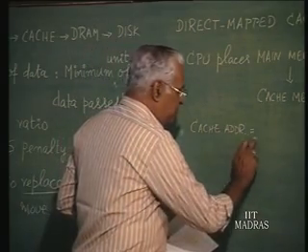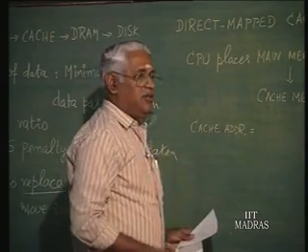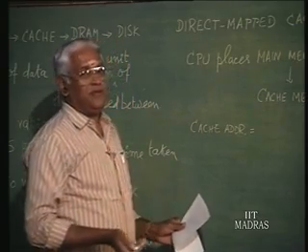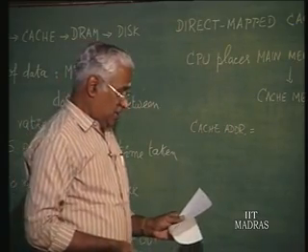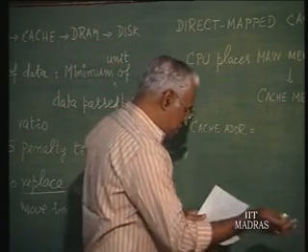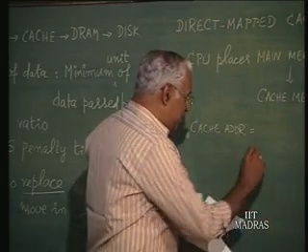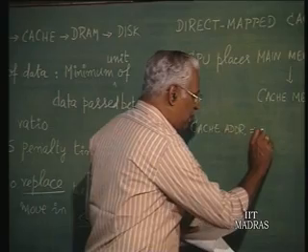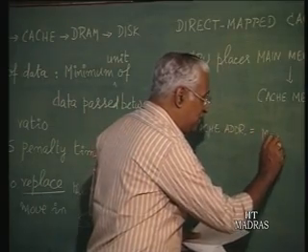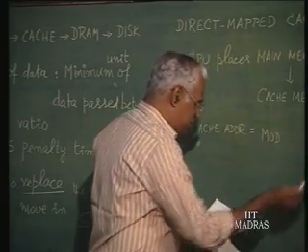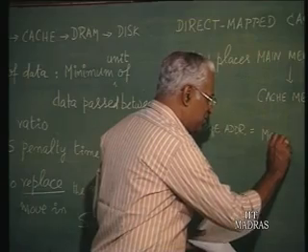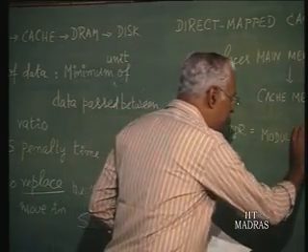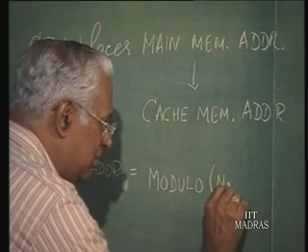We can say this algorithm, of course, is easiest to derive in this particular case. Essentially, there is a way, you know why. I will give another example, then you will know why it is so. The algorithm related to this will be modulo the number of cache locations.